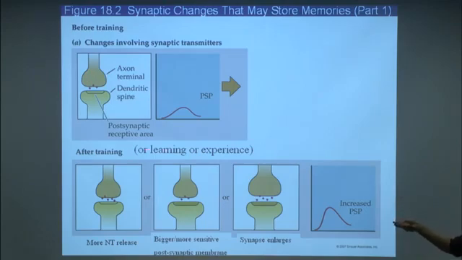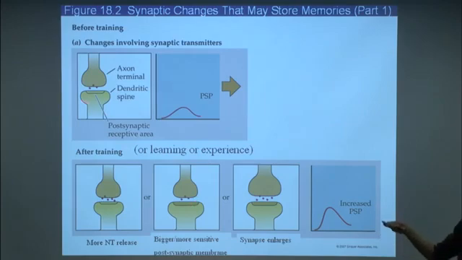But here are some things that could happen after learning or experience, after you've formed a declarative memory, after you've done fear conditioning. You could have more neurotransmitter release. That could be one of the changes. So here we have only three little, let's say these red dots are the vesicles released. Here we have 1, 2, 3, 4, 5 vesicles released. You could have a bigger or more sensitive postsynaptic membrane. So the presynaptic membrane is the same, but you have a bigger postsynaptic membrane with more receptors here.